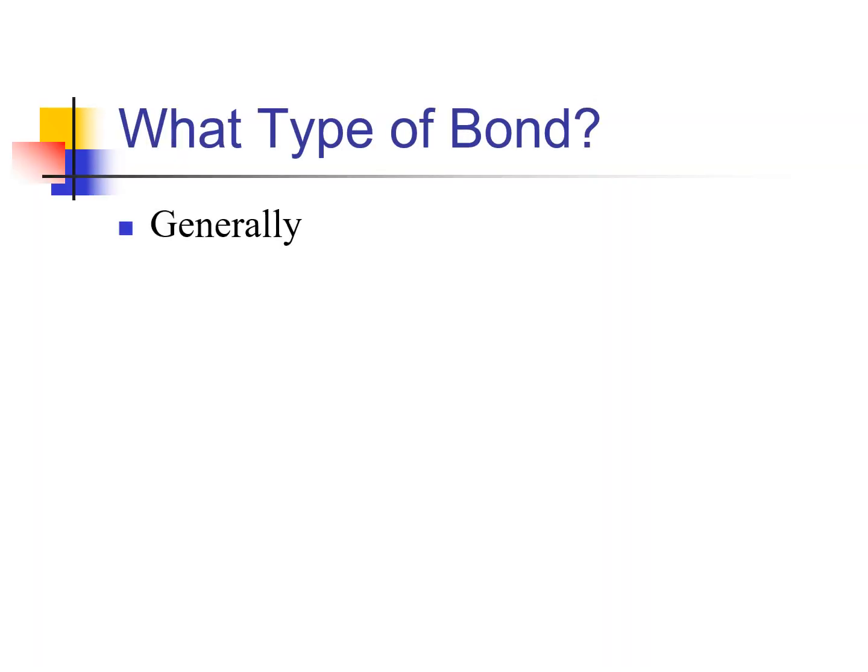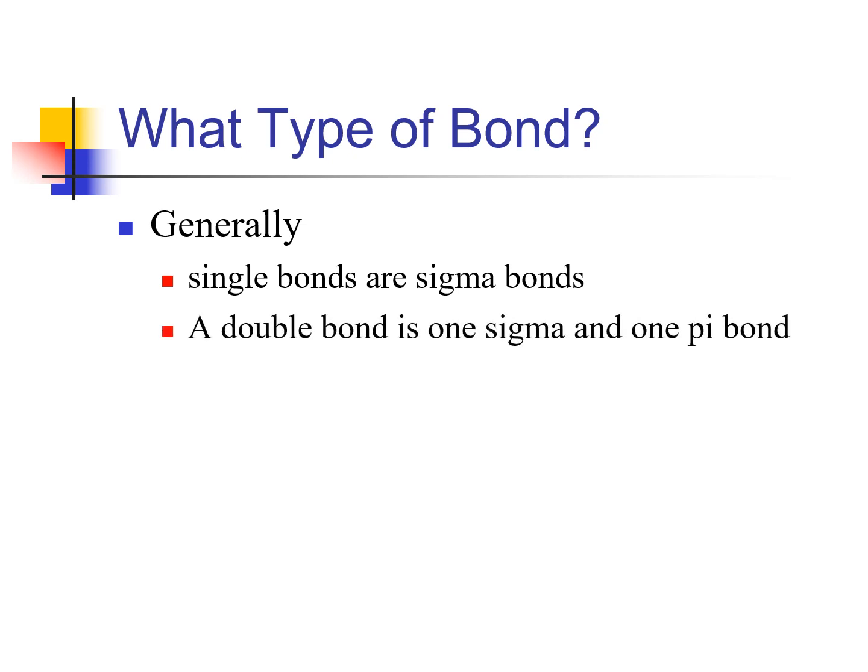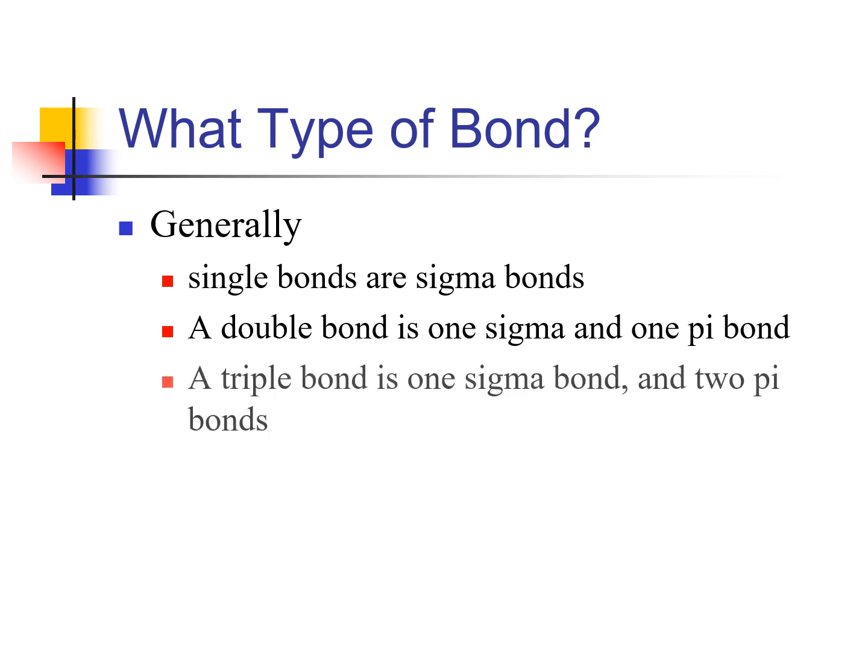So what type of bond? Generally, this is what you need to know. Single bonds are sigma bonds. Period. Done. Double bond will be one sigma, one pi. Triple bonds will be one sigma, two pi. That's what you need to know.